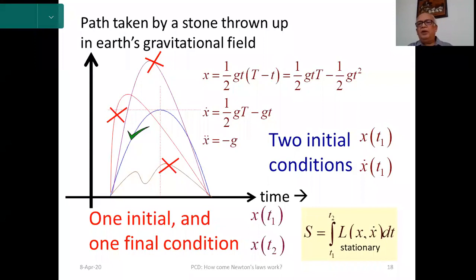Action is this integral. So this is the power of the variational principle. You develop the action, this integral of the Lagrangian, and then you demand that this integral must be an extremum, it must be stationary. Then you will find that the necessary and sufficient condition that action would be stationary is that the stone would traverse along that blue trajectory, which is the parabolic trajectory. So that's the necessary and sufficient condition that you will get from this.